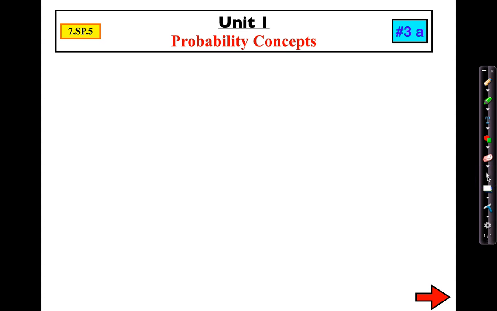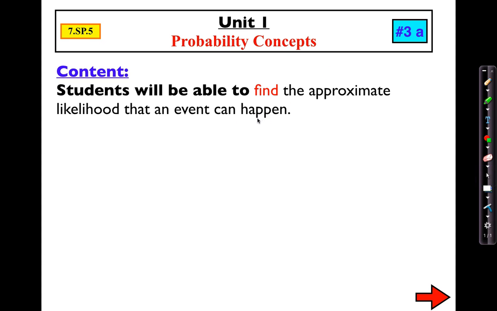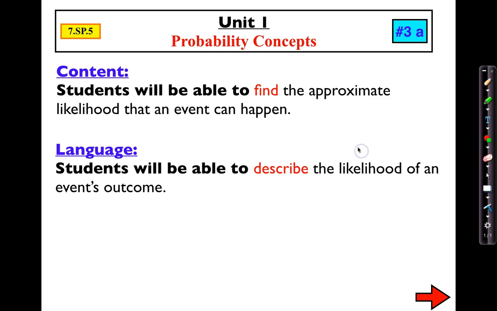Welcome back. Today we're going to be talking about probability concepts. Our content objective is students will be able to find the approximate likelihood that an event is going to happen. Language objective is students will be able to describe the likelihood of an event's outcome.